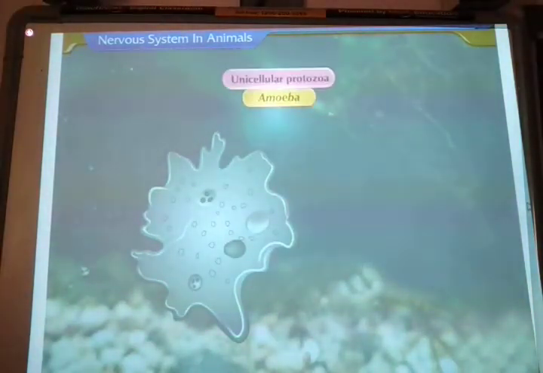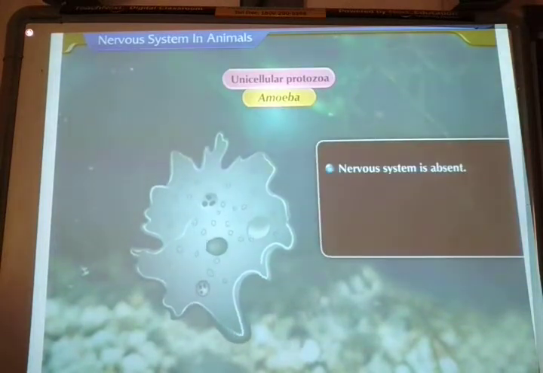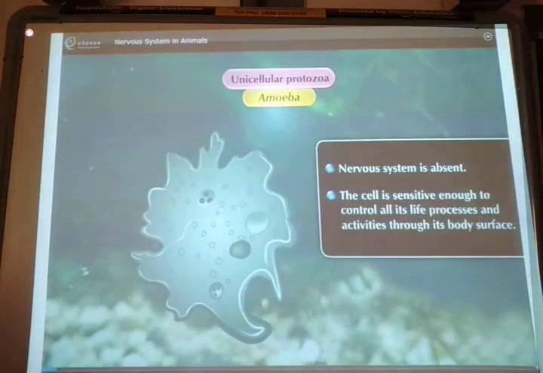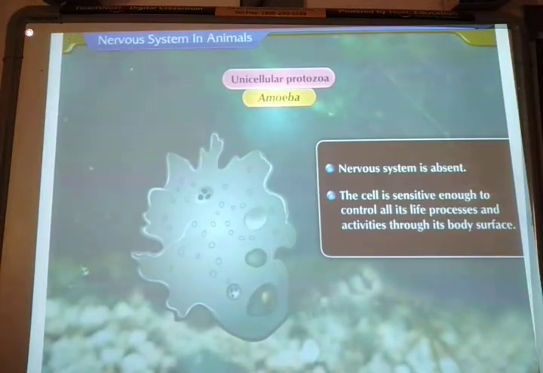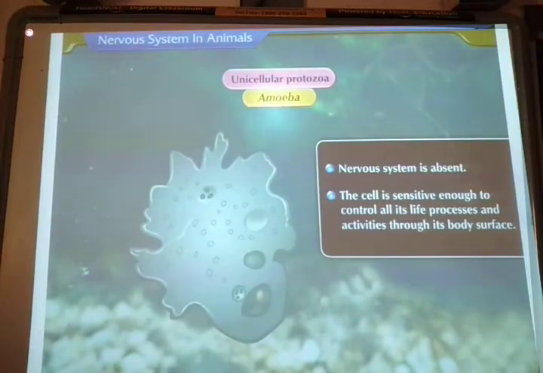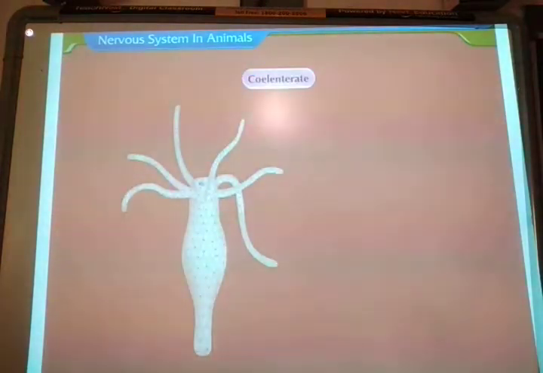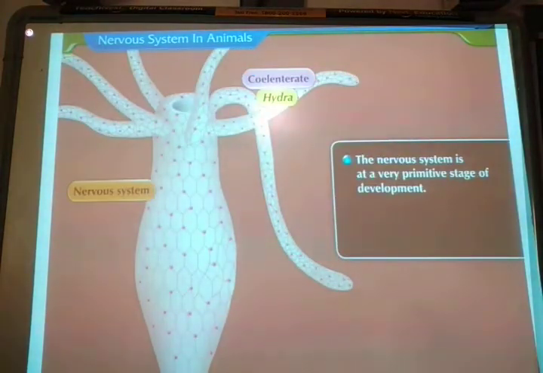In case of unicellular protozoan amoeba, we do not find a nervous system. The cell is sensitive enough to control all its life processes and activities through its body surface. In case of certain coelenterates like Hydra, the nervous system is at a very primitive stage of development.